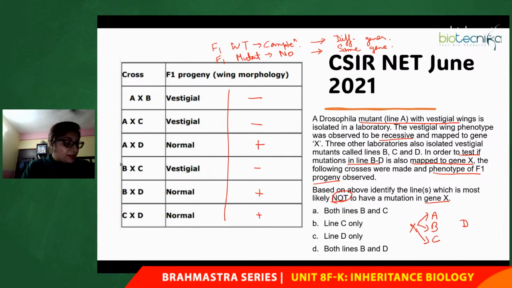Yes, absolutely correct, Akshata. So A, B, C will be the allelic mutations and D is present in a different gene. So the line not having mutation in gene X will be line D only. The concept of complementation test is also very, very easy, guys. Please do not skip that as well, because questions are coming repeatedly from complementation test.